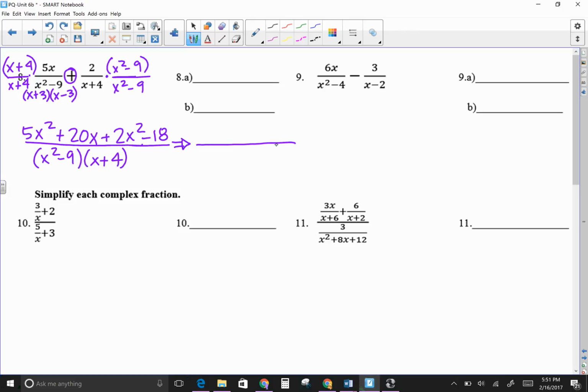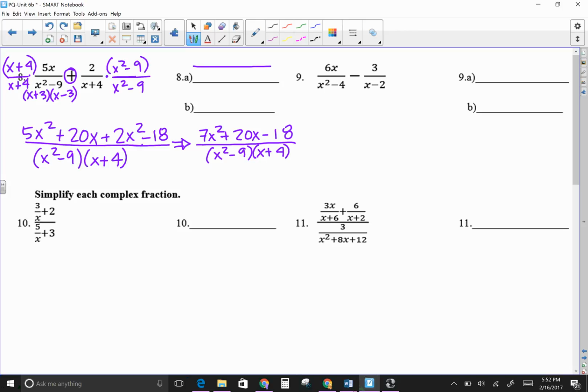So that gives me x squared minus 9, x plus 4 on the denominator, and on the top, 5 plus 2 is 7x squared plus 20x minus 18. Now, are there any factors? 7 times 18 to give me 20. I can tell you right now, it's only going to matter if this is one of the factors, which you know is x plus 3 and x minus 3, but it does not factor.